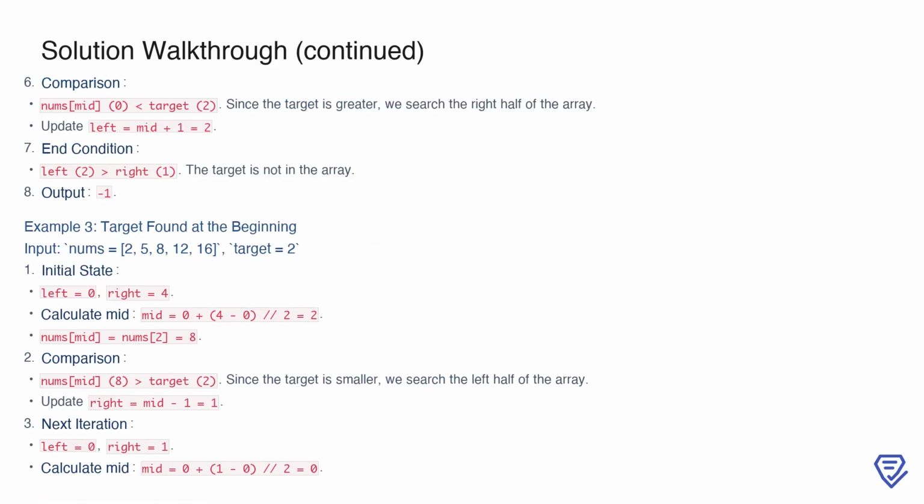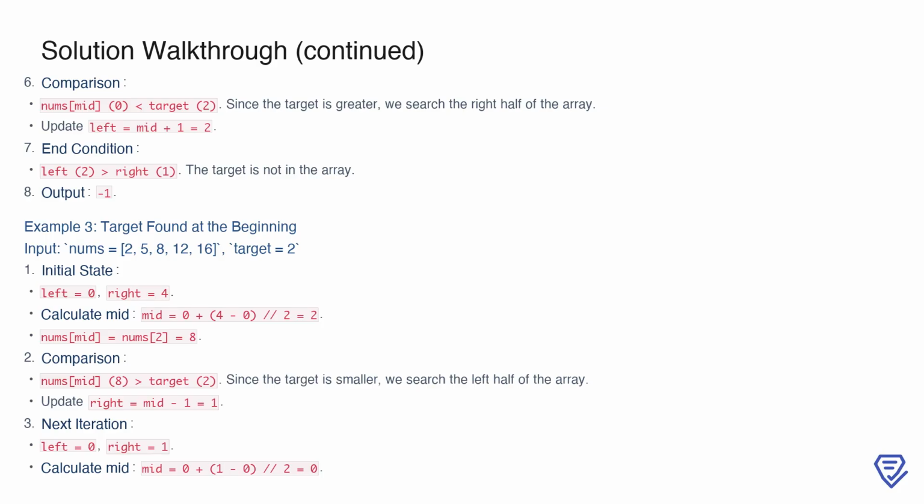0. Here, we compare nums[mid], which is 0, with the target 2. Since 0 < 2, the target must lie in the right half of the array. We update left to mid + 1, which becomes 2. At this point, left is greater than right, 2 > 1, indicating that the target value is not present in the array. As a result, we return -1 to signify that the target was not found.